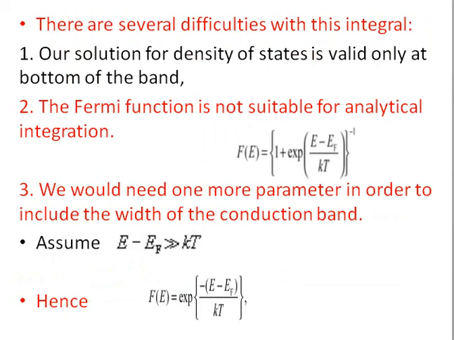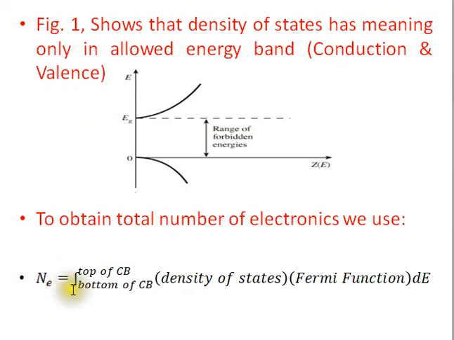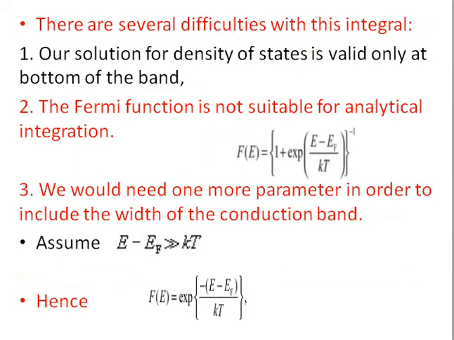But this integration we have just seen has some problems that will make it very difficult to be evaluated. One of them is that the solution for this density of states is only valid at the bottom of the band, but our integration is between the bottom and the top. This is one of the difficulties. Another problem is the Fermi function, which we know is given by a formula like this, and it is not easy for analytical integration.